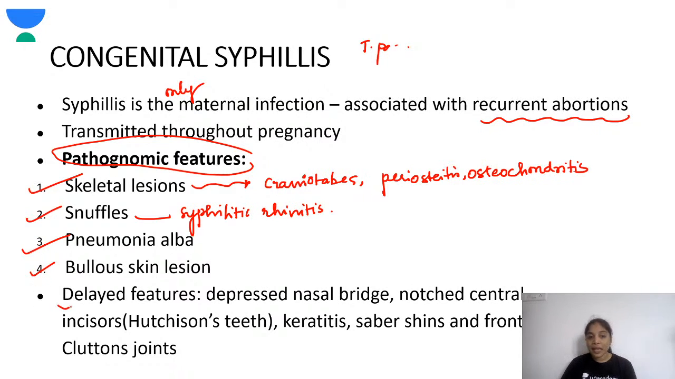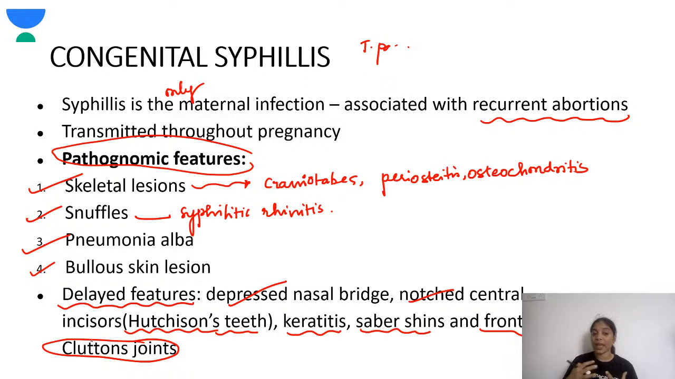What are the delayed features? As the child grows, there could be a saddle nose, that is the depressed nasal bridge. The central incisors might be notched, which is also called Hutchinson's teeth. Remember, in congenital syphilis the delayed features are depressed nasal bridge and Hutchinson's teeth. There could be keratitis. There's something called saber shins. Also there could be frontal bossing, and then there are Clutton's joints.